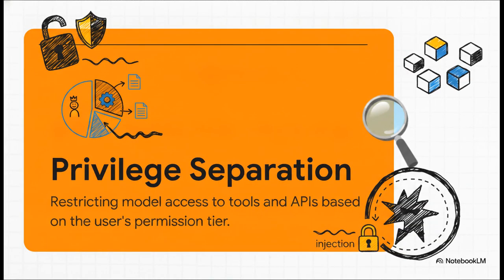Layer 4 applies privilege separation. Look, if an injection is successful, we want to severely limit the blast radius. The model should only ever have access to tools and data that are appropriate for the current user's specific permission tier. By restricting what the injected instruction can actually execute if it runs, you prevent a low-level user from exploiting the model to access sensitive administrative functions.